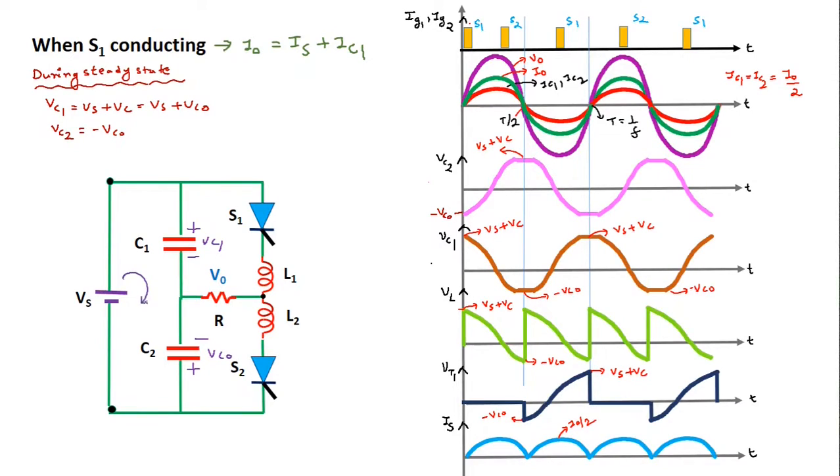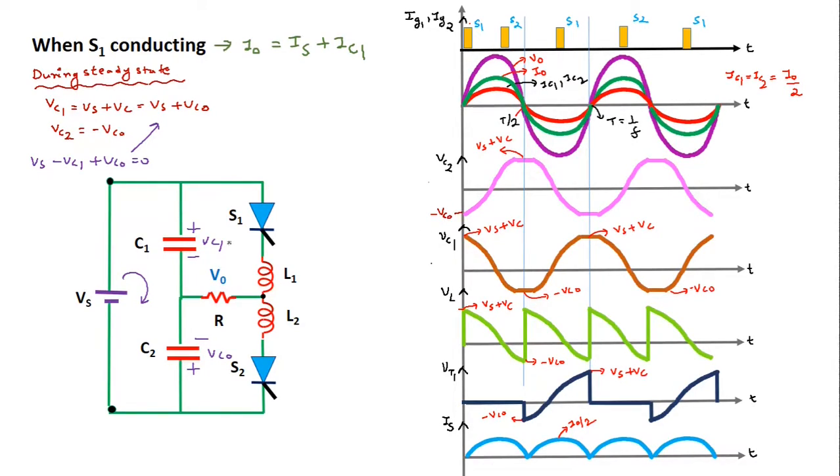Now when we apply KVL in this loop, what we will get? We will get Vs minus Vc1 plus Vco is equal to 0. So from this KVL equation we are getting Vc1 is equal to Vs plus Vco. So when this S1 SCR is ready to turn on, that means it is in the forward bias condition, at that time we are considering that the voltage across the C1 capacitor is equal to Vs plus Vco and the C2 capacitor voltage Vc2 is equal to minus Vco.